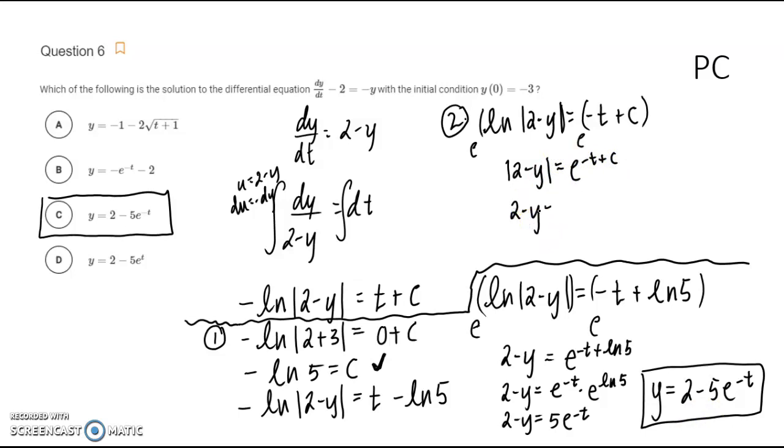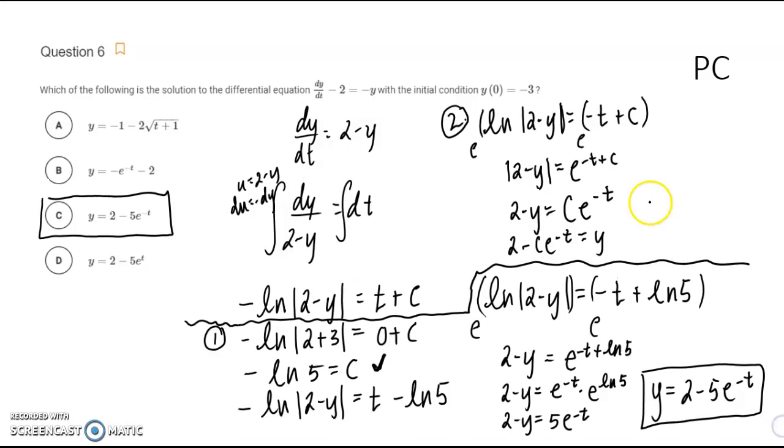Now we can miraculously get rid of the absolute value bars. E to the c power is still a constant that we don't know. So 2 minus c e to the negative t equals y. And at this point, I'll plug in my initial condition. So I get 2 minus c e to the 0 equals -3. Okay, so I get negative c equals -5 and c equals +5. Verifying the exact same equation that I got with the different method.